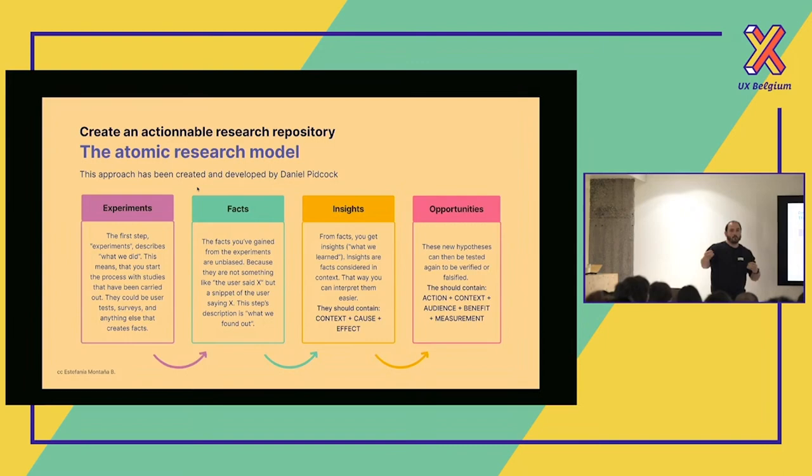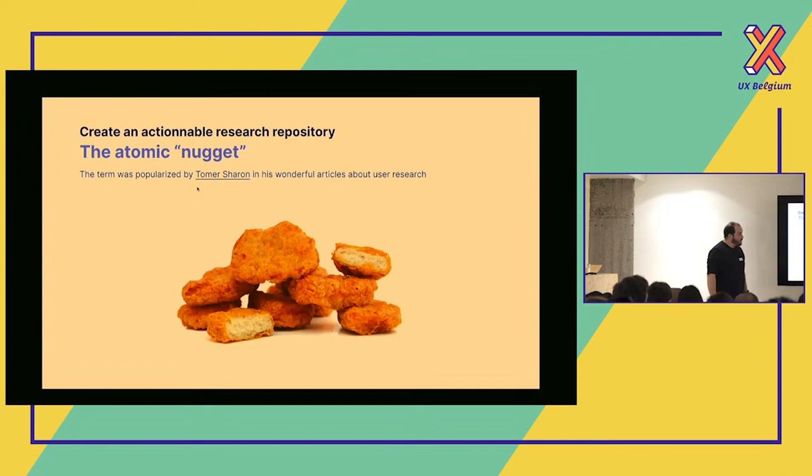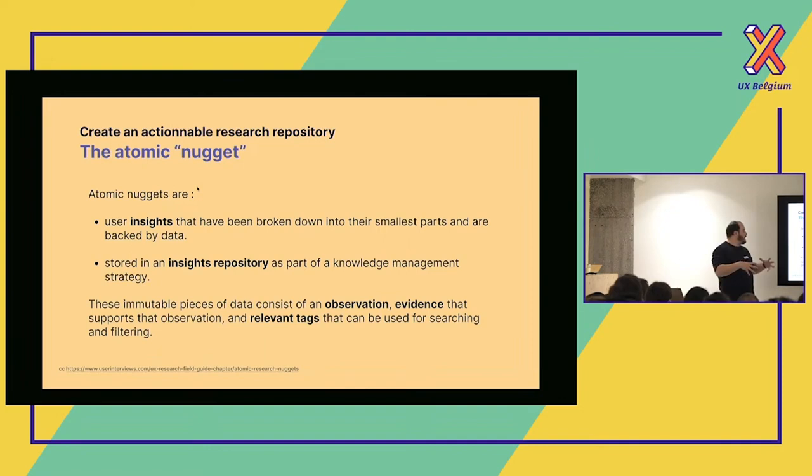So I'm going to present to you the atomic nugget. When I talk about nuggets, of course, you've got this one. But your product manager is more focused on this one. In real life, the atomic nugget is a user insight that has been broken down into smaller pieces that can be used on its own, I would say. And the idea is to store that in the insight repository and put it as a key element in the knowledge management strategy. So the atomic nugget consists of an observation, an evidence, and some tags. Of course, the taxonomy is something that is super important.